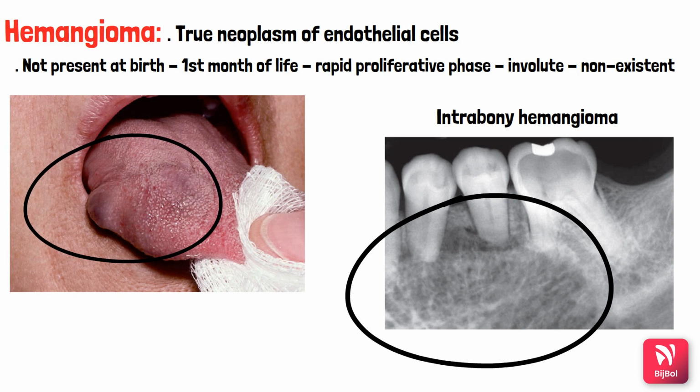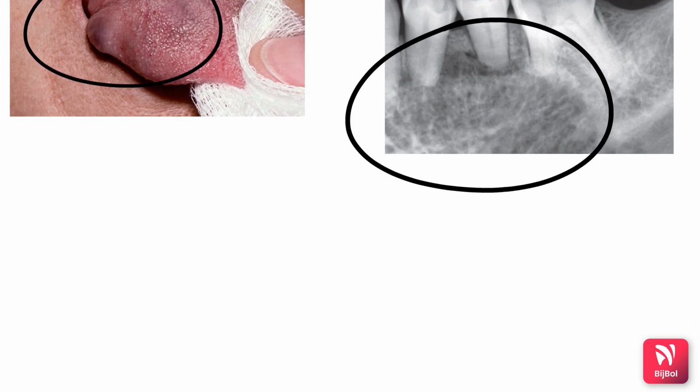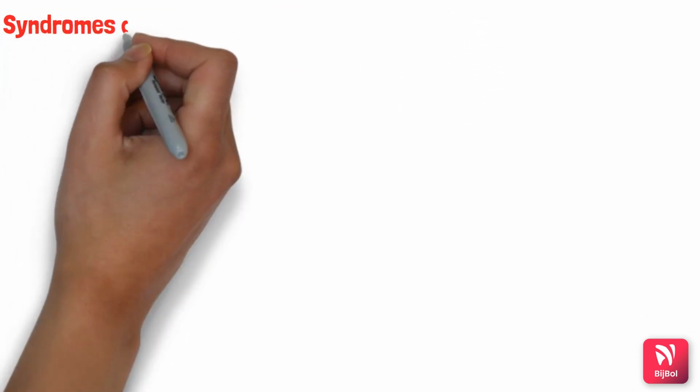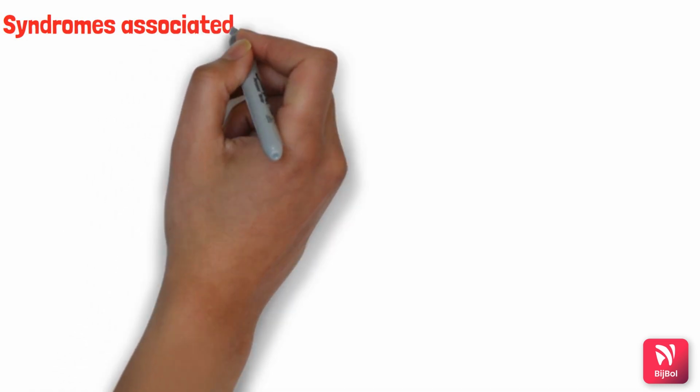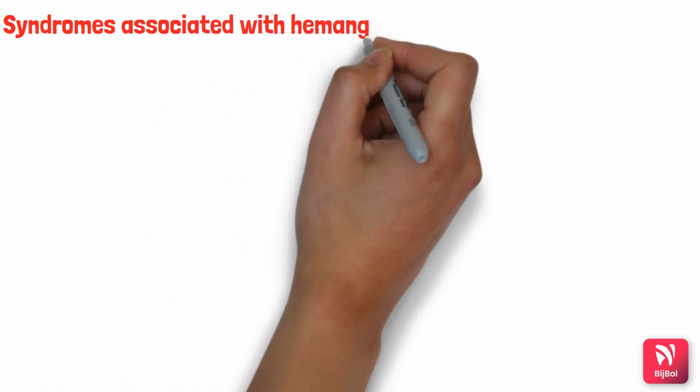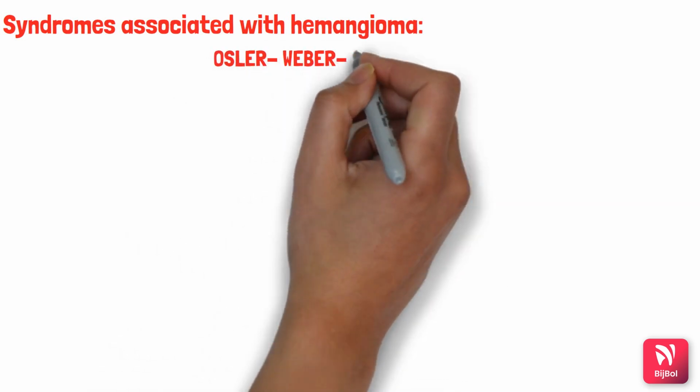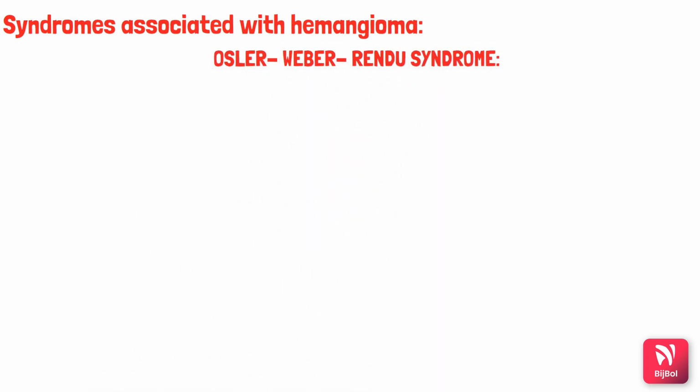Sometimes it can even show sun ray burst appearance like that of osteosarcoma. Sometimes the radiographic picture can also resemble an ameloblastoma too. So this is about hemangiomas, radiographic picture, intrabony hemangiomas. So this hemangioma can even present along with some syndromes. So we will discuss the commonest syndromes associated with hemangioma.